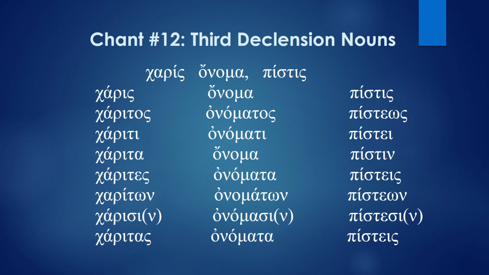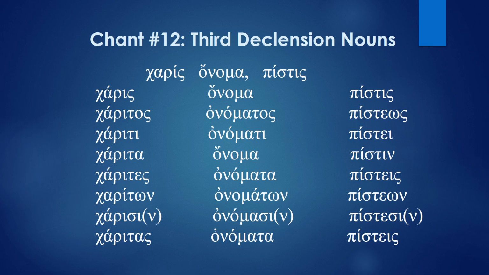Onomata is the nominative plural when it's used as the subject of the sentence. Onomaton is genitive plural of names. Onomasi is the dative plural, to or for names. And then onomata is the accusative plural, meaning names as the object of the sentence.